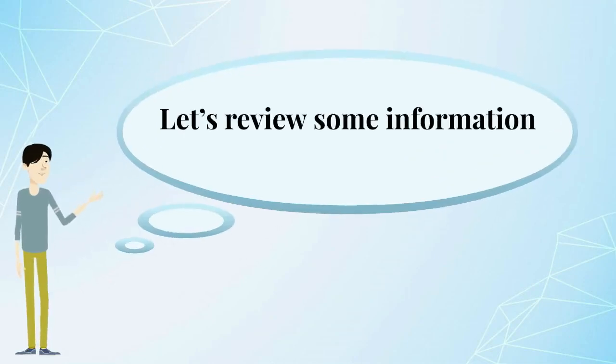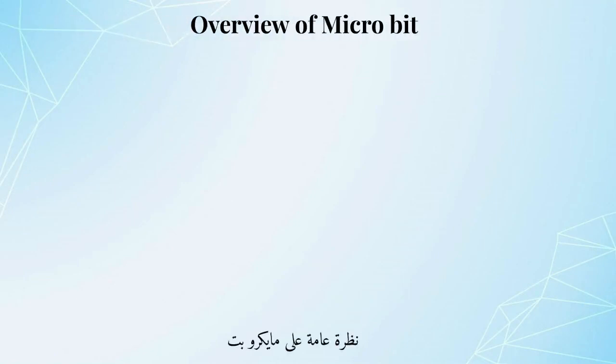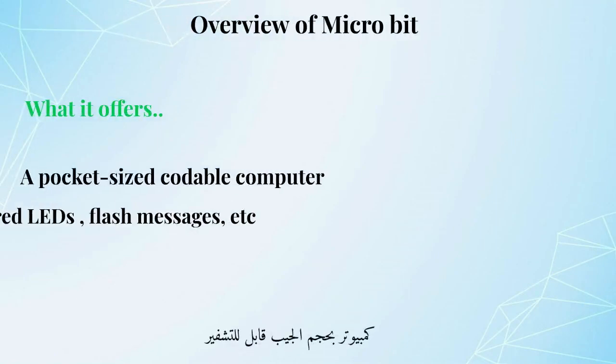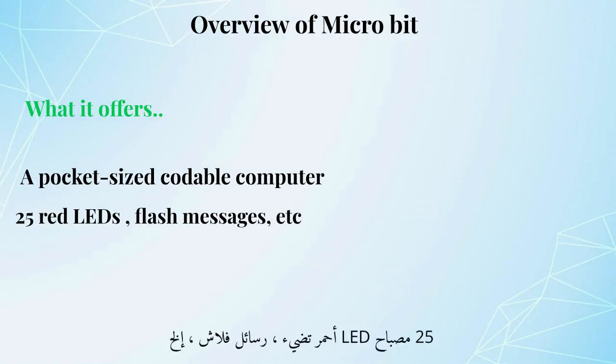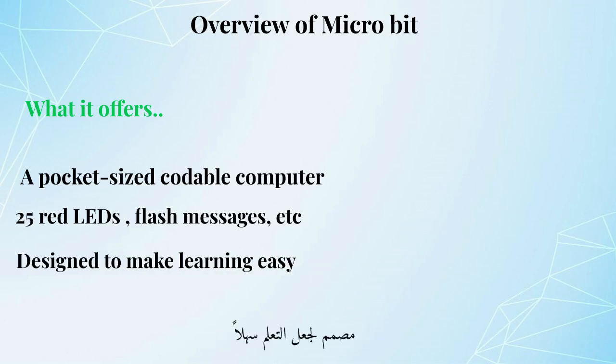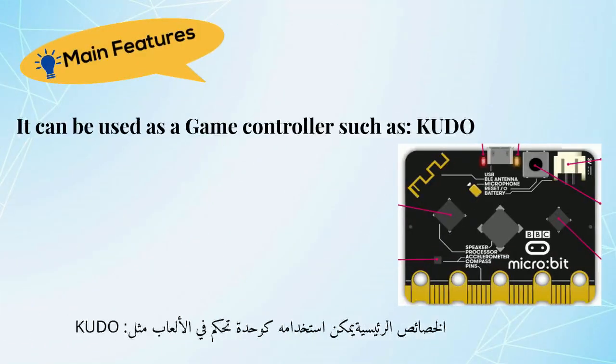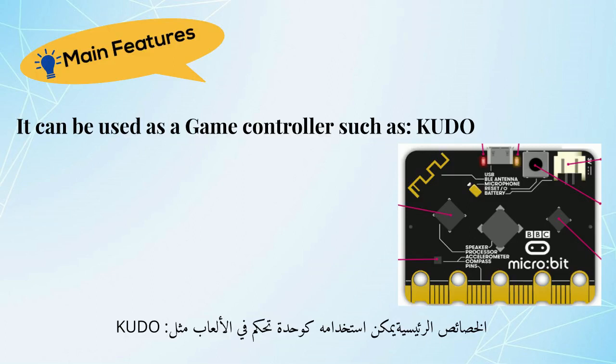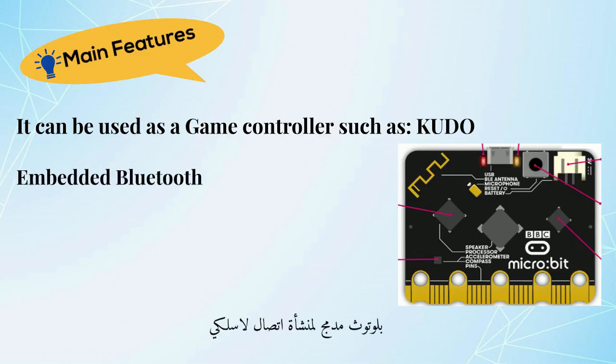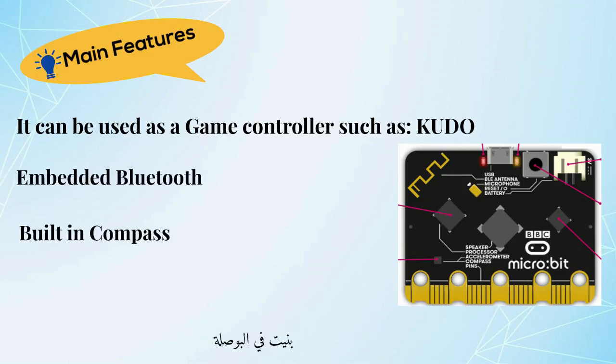Let's review some information. Overview of microbit: a pocket-sized codable computer with 25 red LEDs that light up, flash messages, etc. It is designed to make learning easy and has 2 program buttons. Main features: it can be used as a game controller, such as for Kodu. It has embedded Bluetooth for wireless connectivity and a built-in compass.